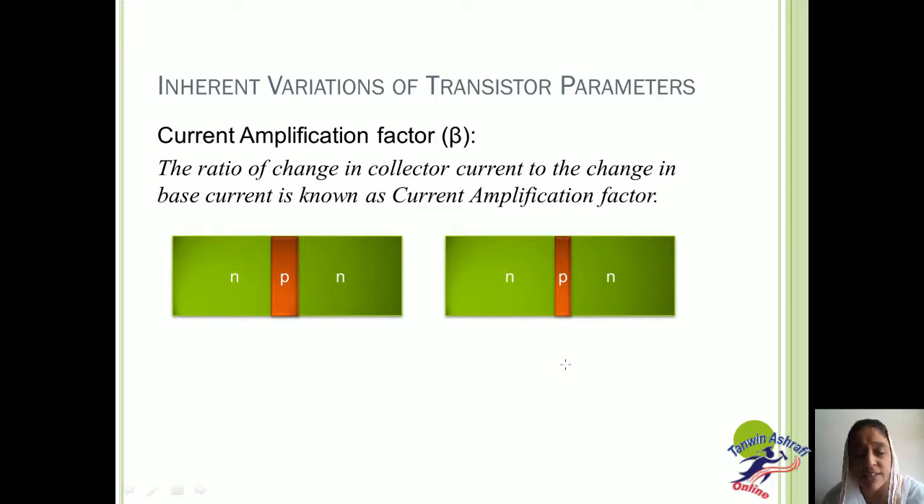This results in unfaithful amplification. It is therefore very important that the base biasing network should be designed such that it is able to work with all transistors of one type, whatever the value of beta or base to emitter voltage may be. In other words, the operating point should not depend on the transistor parameters.